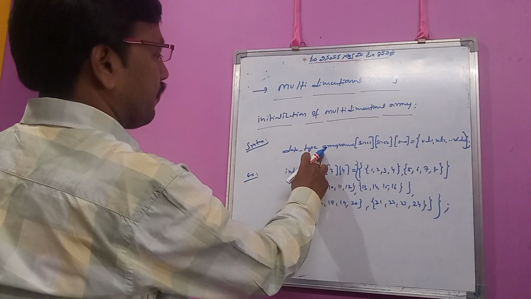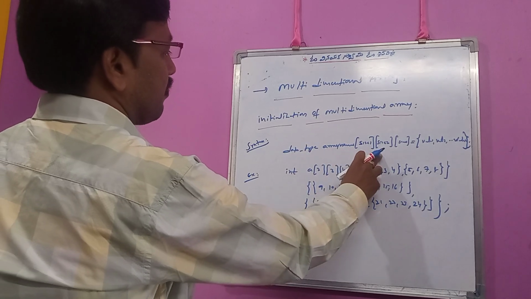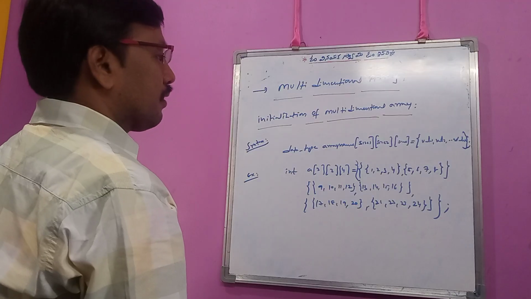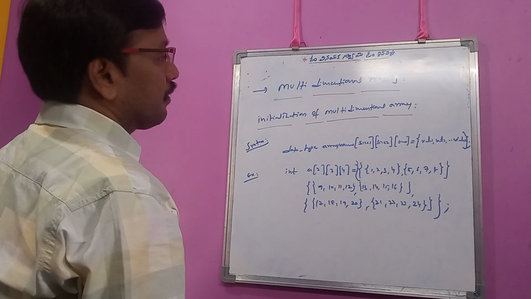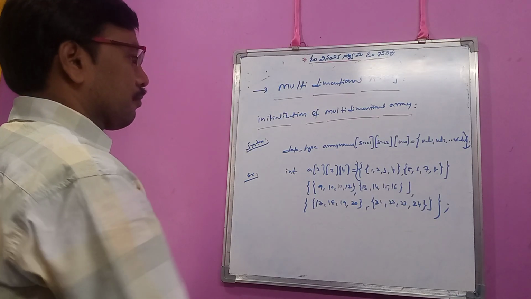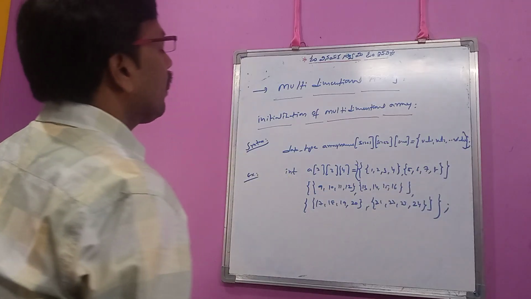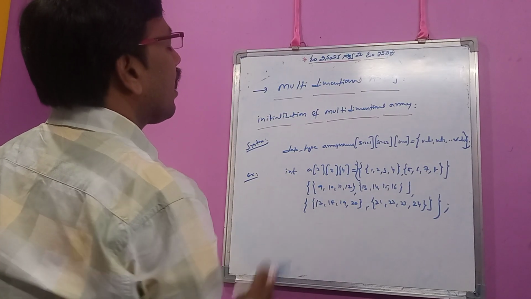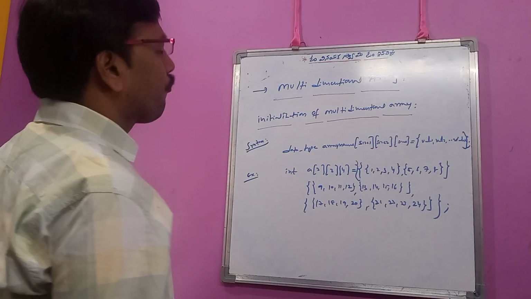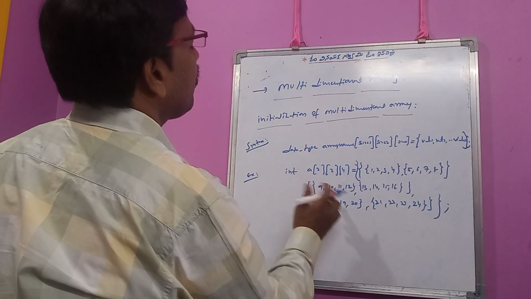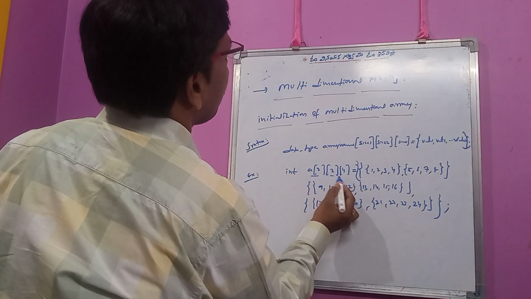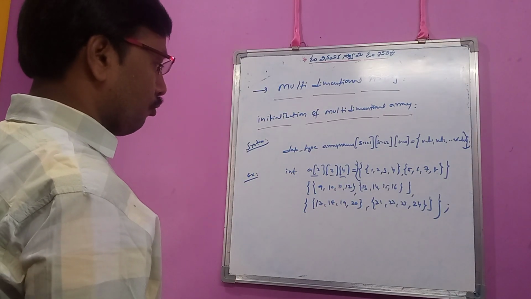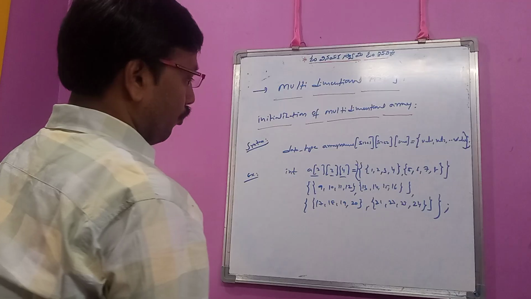Data type, space, array name, size 1, size 2, size n equal to value 1, value 2, value n, close the bracket, semicolon. Now you can see this is an example: int a of 2, 3, 4. A of 2 is a location. Here you can see 3 by 4 elements. So totally, here we have 24 elements.